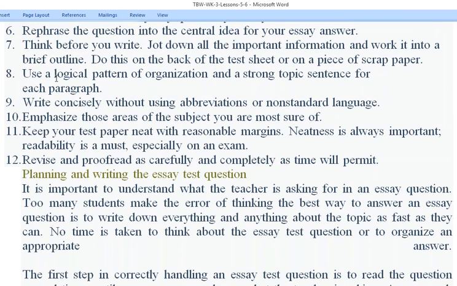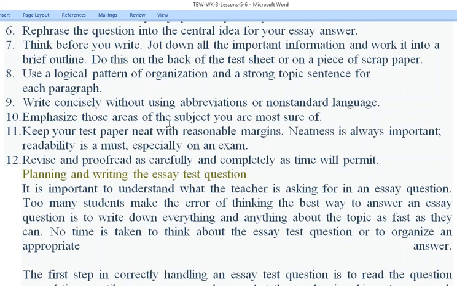Next, use a logical pattern of organization and a strong topic sentence for each paragraph. It means you have developed an outline or hints, then write the introduction, then the problem statement and scope, and so on. Accordingly you have to extend, and remember that all the extension has to be made in time. If you have allocated 40 minutes to a question, you must not stretch the information beyond 40 minutes. Write concisely without using abbreviations or non-standard language.